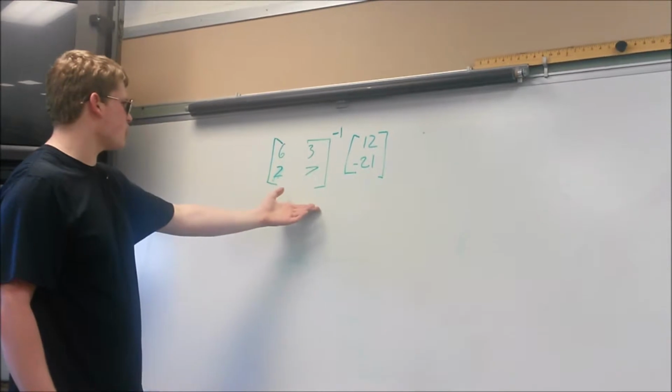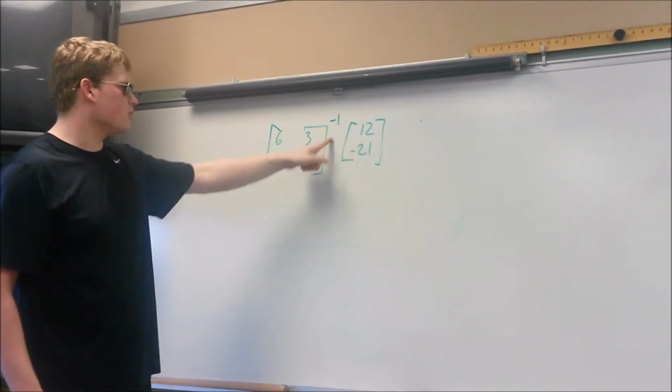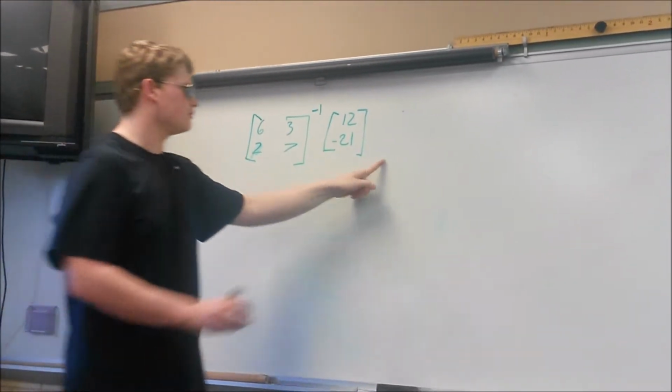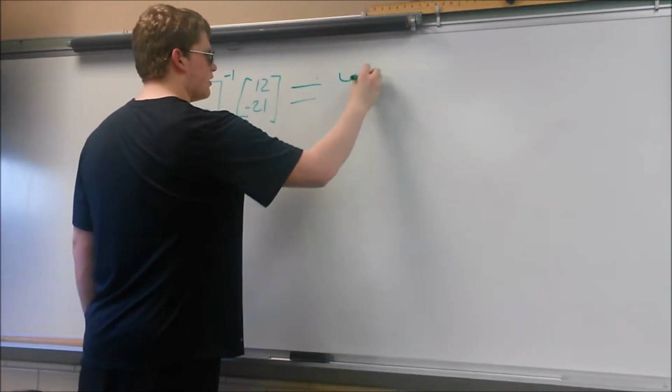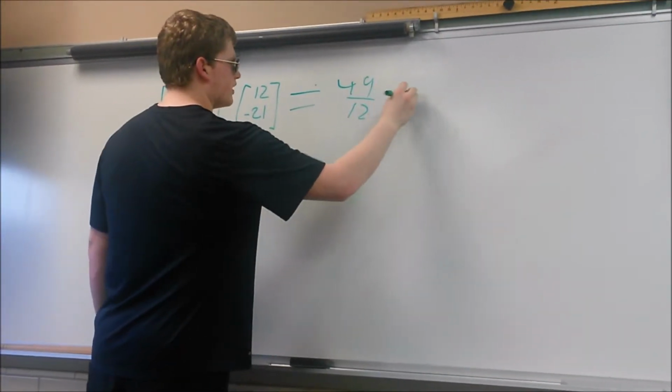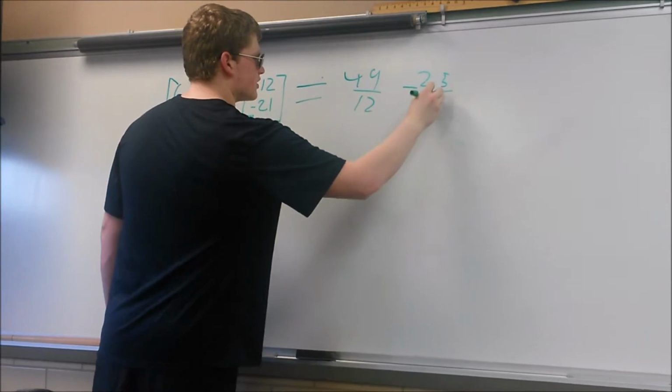You take the matrix of all the coefficients to the inverse, multiplied by the answers, and that gives you 49 over 12 and negative 25 over 6.